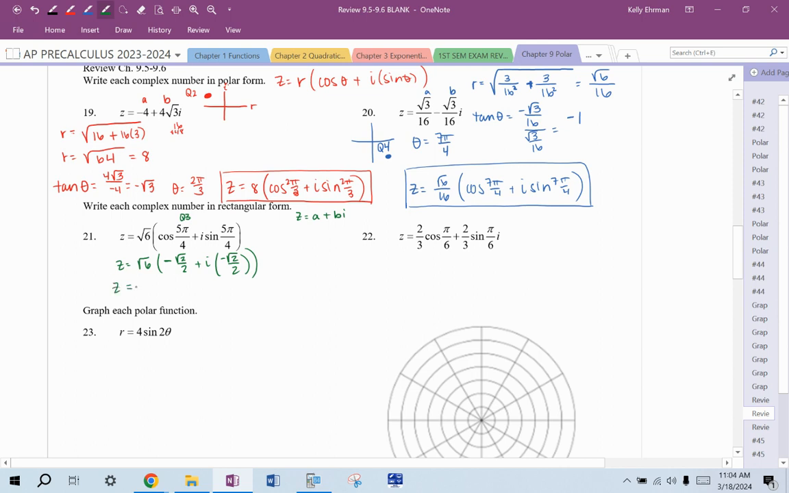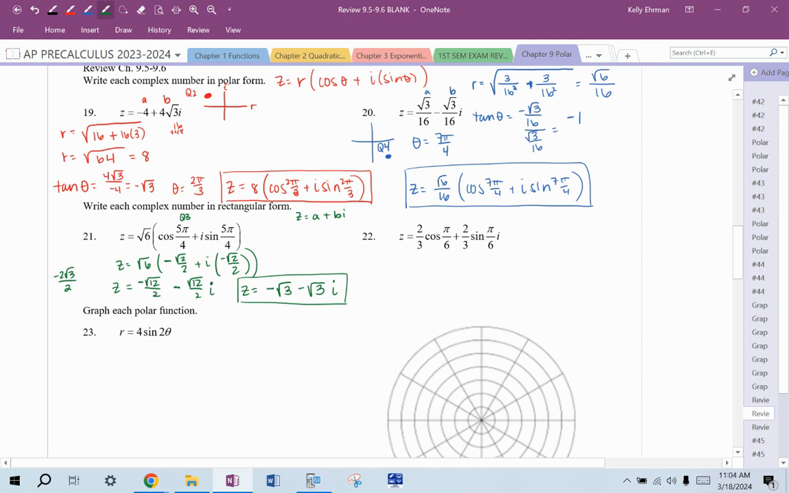Distribute the radical 6 through. So radical 6 times radical 2 is negative radical 12 over 2 minus radical 12 over 2 times i. And remember, we have to simplify radicals for our AP test. So z is equal to negative 2 radical 3 over 2, which is just going to be negative radical 3. And same thing here, minus radical 3 times i. So there's my simplified complex number in rectangular form.